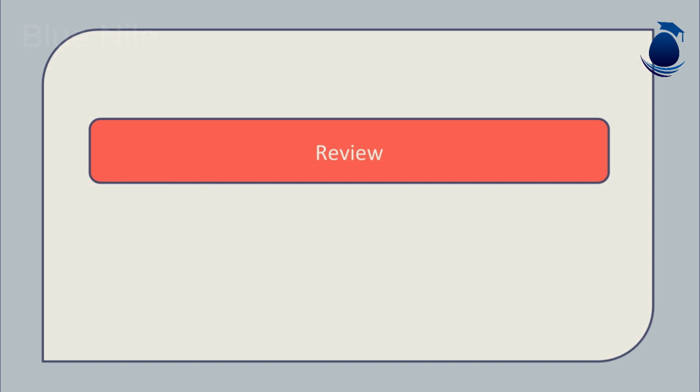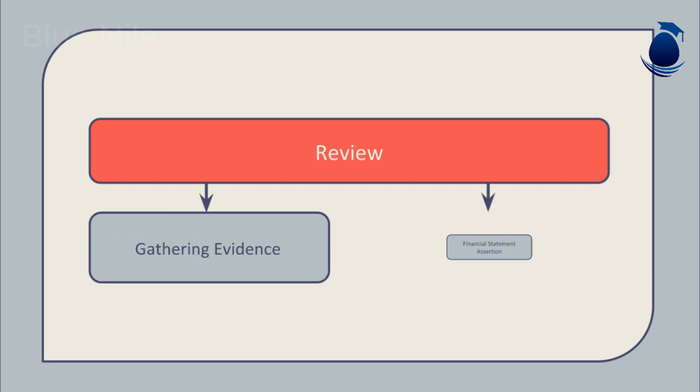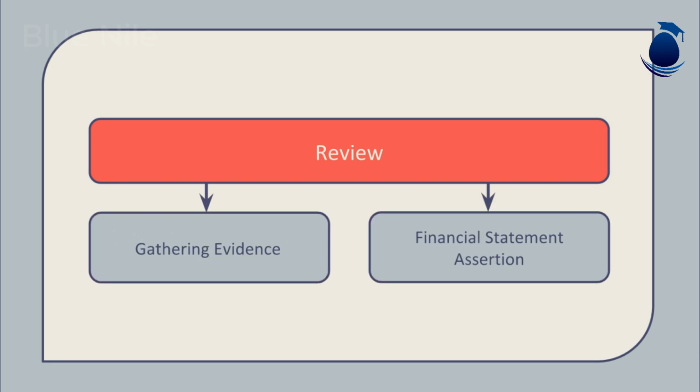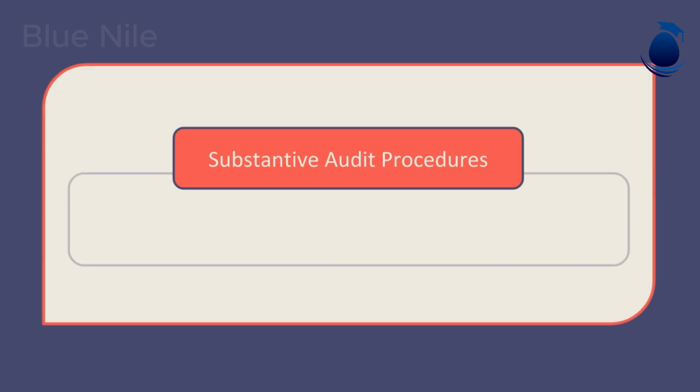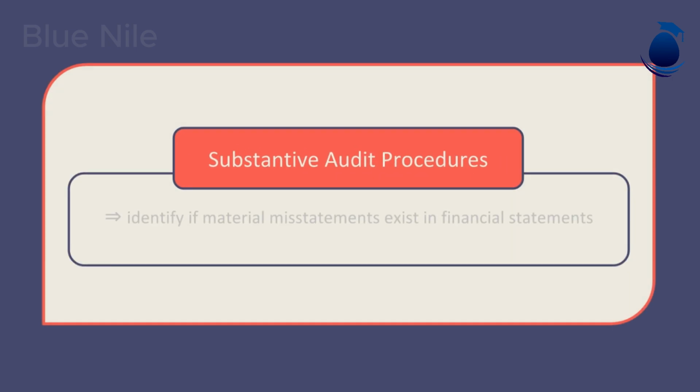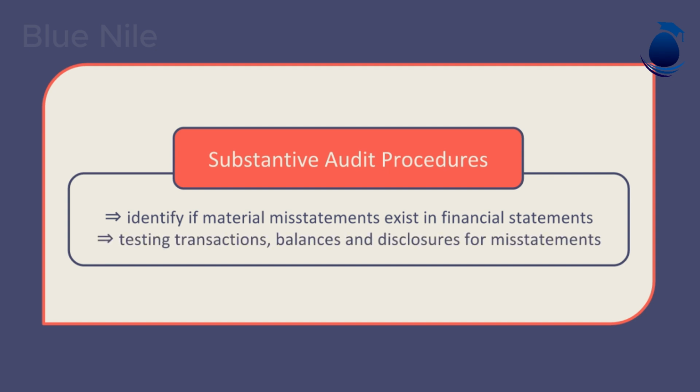We have covered the topic of gathering evidence in another video. Many of the principles discussed relate to substantive audit procedures. It is recommended that you review the gathering evidence and financial statement assertion videos before you watch this one. It will give you a better understanding of what we are covering here. Remember, substantive audit procedures are procedures that identify if material misstatements are present within the financial statements. They are testing the transactions, balances, and disclosures for these misstatements.